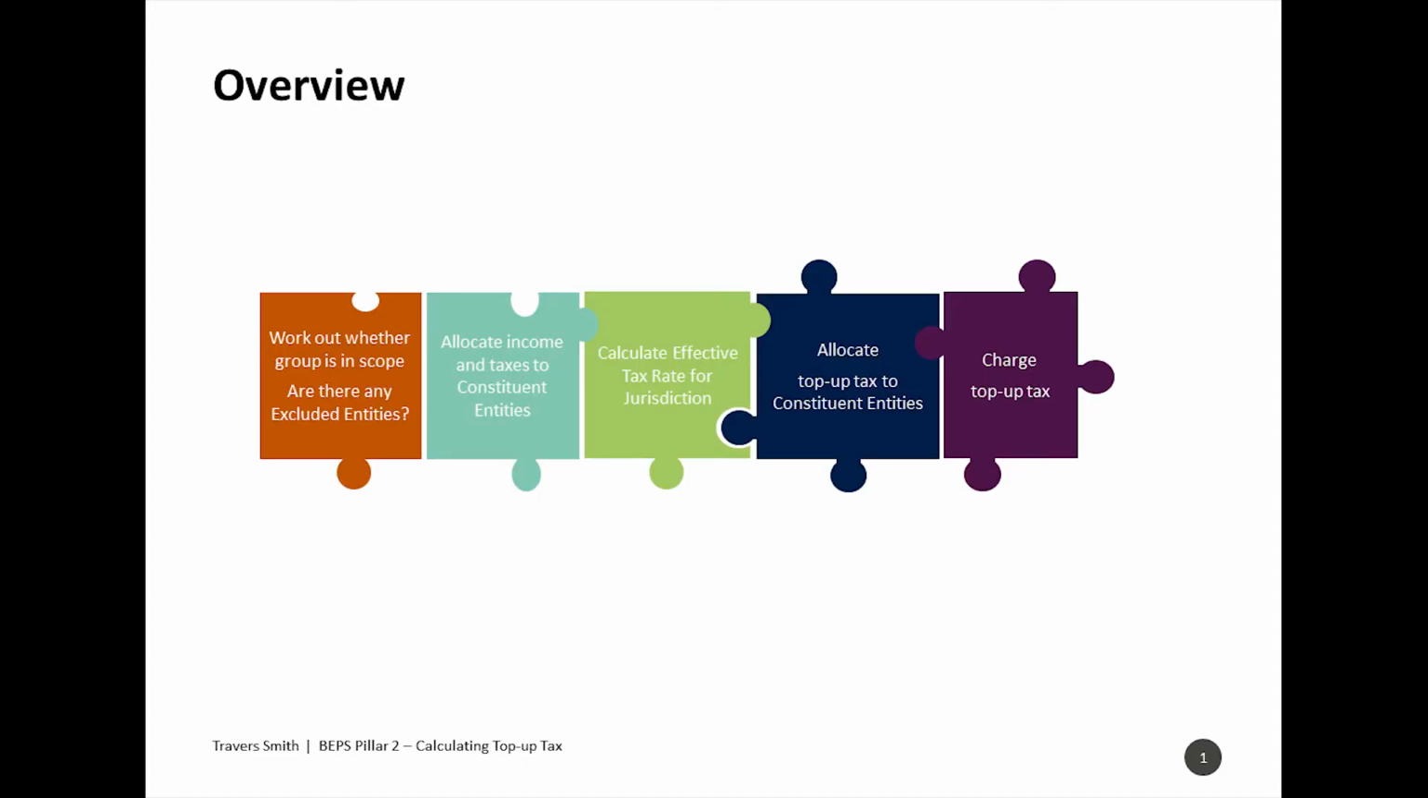In today's tax meeting, we'll be talking about how to actually calculate top-up tax. So we'll be looking at the middle three pieces of the jigsaw. Firstly, we'll talk about how to allocate income and taxes between constituent entities in an MNE group. Secondly, we'll look at how to calculate the effective tax rate for a jurisdiction, including how much top-up tax will be payable for that jurisdiction. Finally, we'll talk about how the top-up tax should be allocated between constituent entities in the jurisdiction.